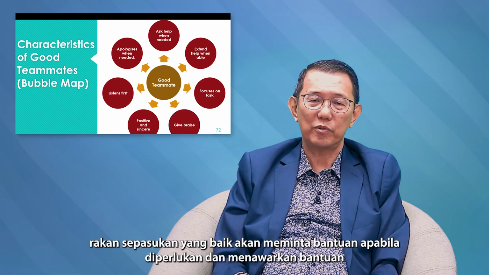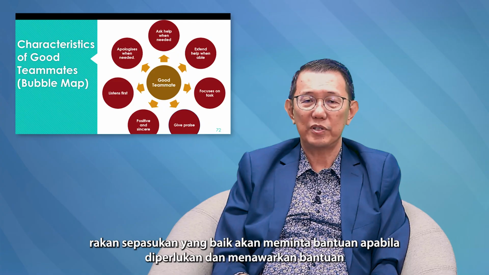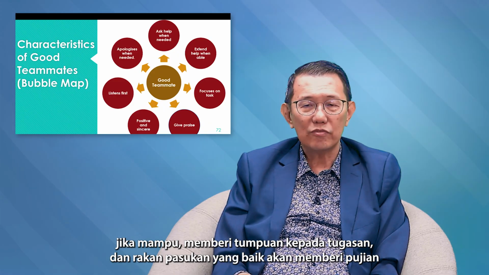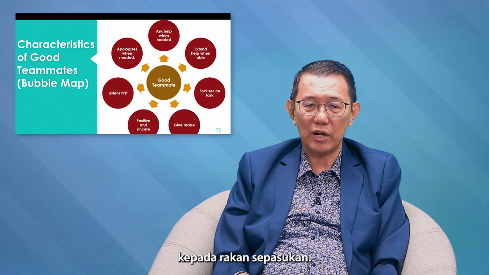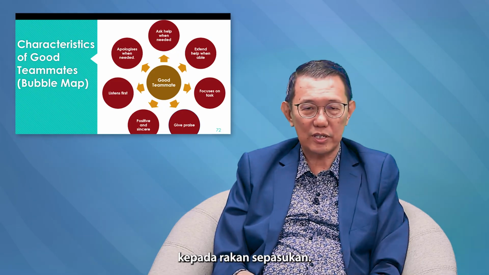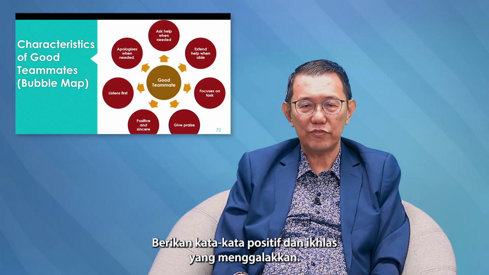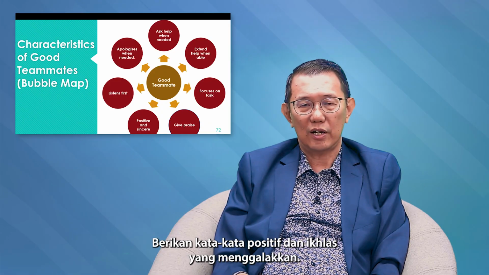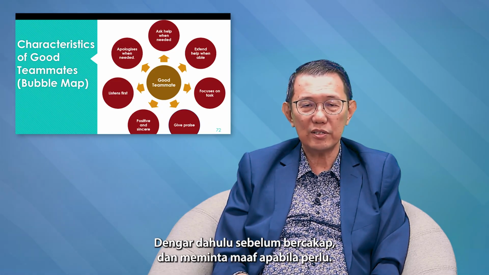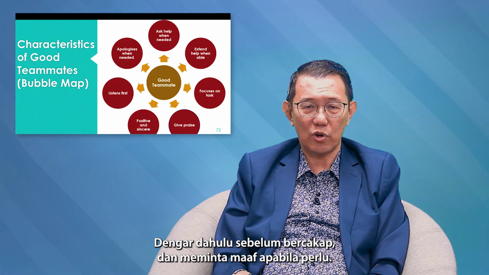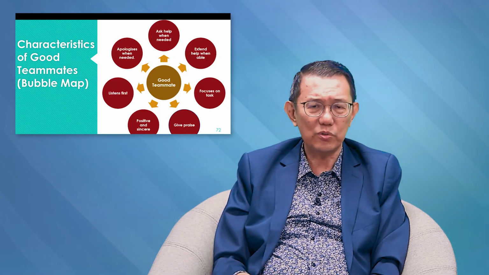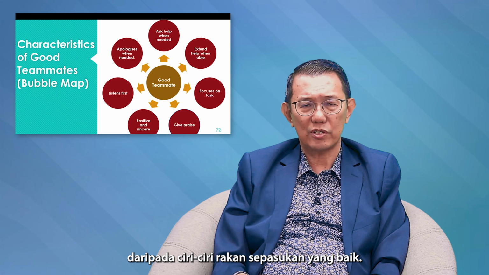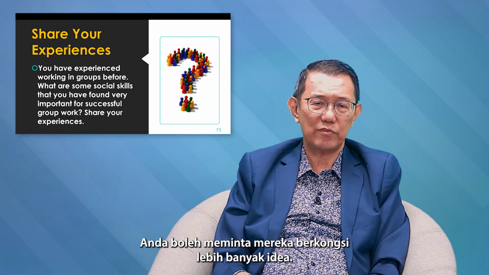A good teammate will ask for help when needed, will extend help when able, and focuses on the task. A good teammate will give praise to the other teammates, give positive and sincere, encouraging words, listen first instead of always talking, and apologize when needed. So these are just a few of the characteristics of a good teammate. You can ask them to share a little bit more.